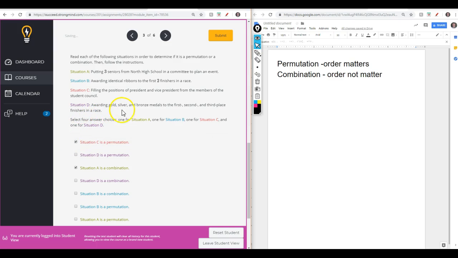Situation D, awarding gold, silver, and bronze medals to the first, second, and third place finishers in a race. Okay, again, there's the first, second, and third place. There's the distinction between the medals. It's a gold, silver, and bronze. So order does matter, and situation D would be a permutation.